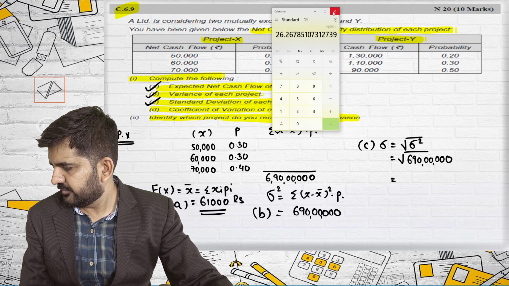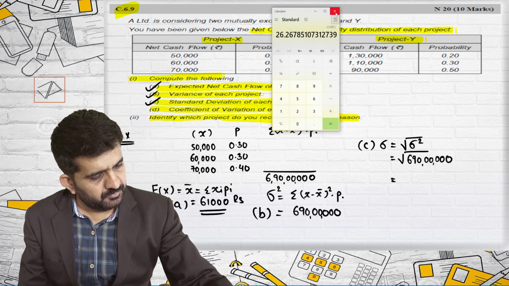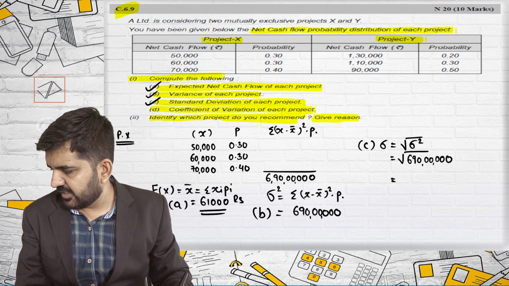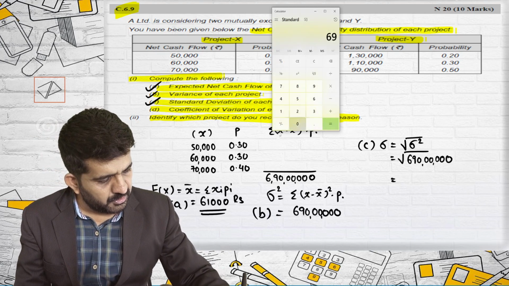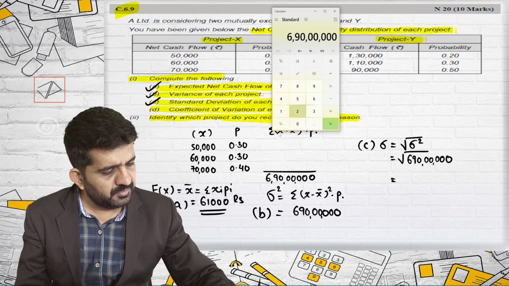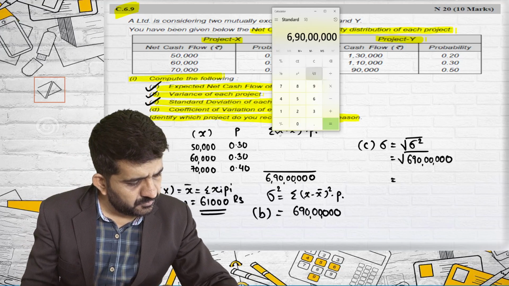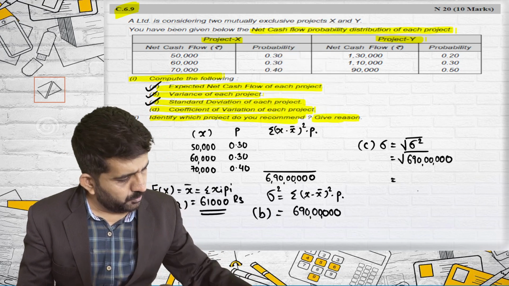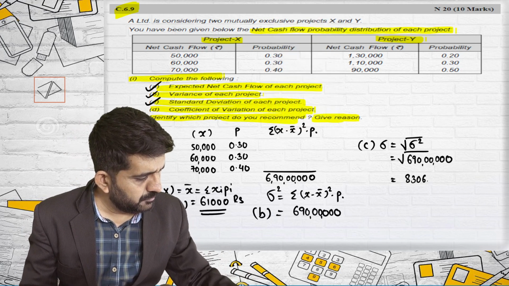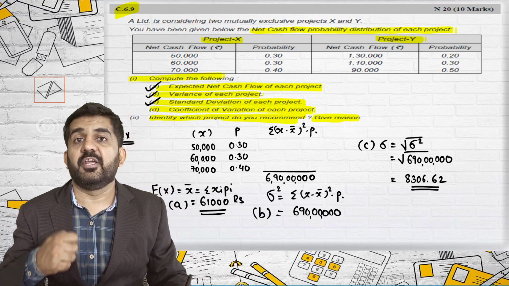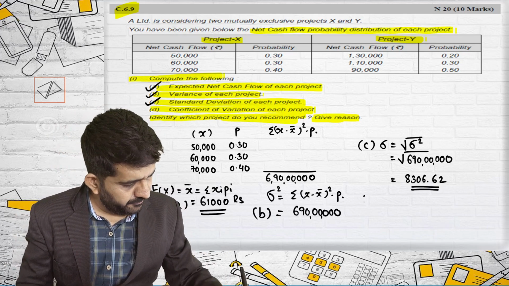Let me do it. 6 crore 90 lakhs is variance, right? So 6 crore 90 lakhs under root is 8306.62, which is the standard deviation of this project.